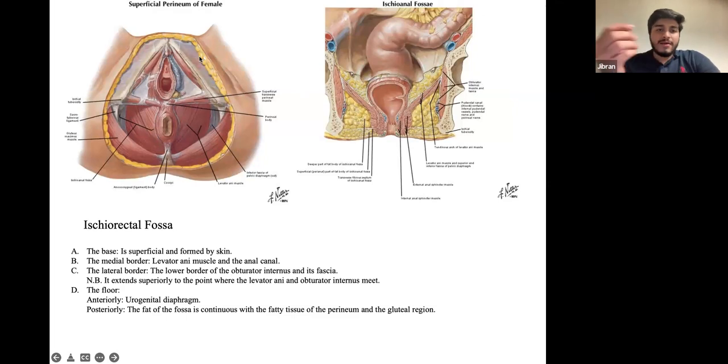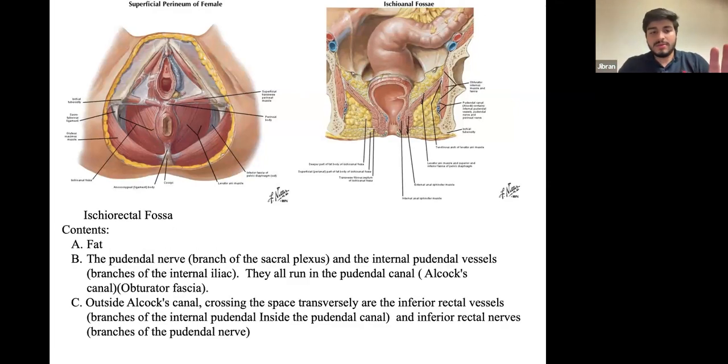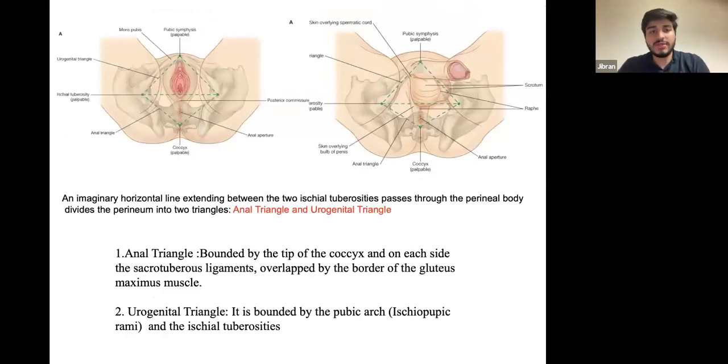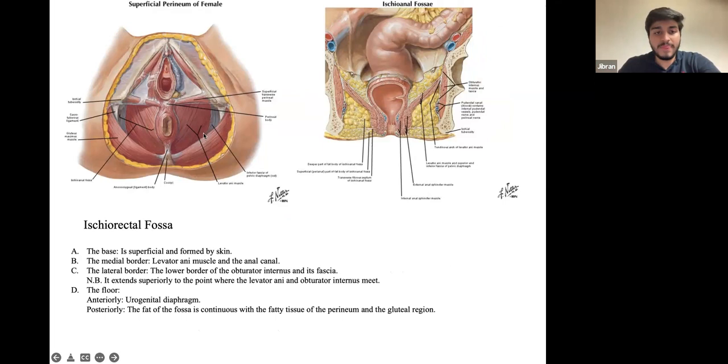So we'll start with, but before I start, I just want to discuss this very important structure that is found in the anal triangle. I'll quickly go over what the contents are. You have the anus, and you have something called the ischiorectal or the ischioanal fossa. This is a very important topic, and the doctor emphasized it a lot in the lecture.